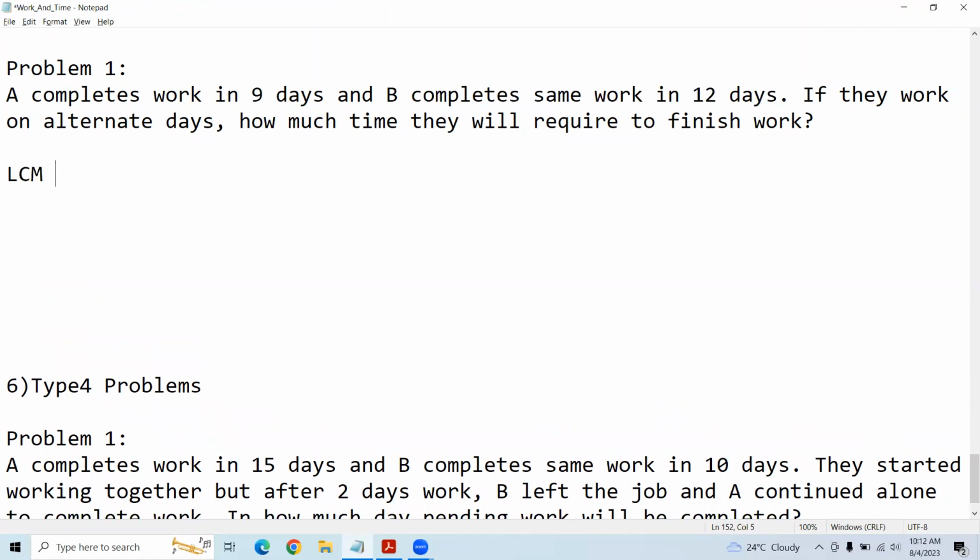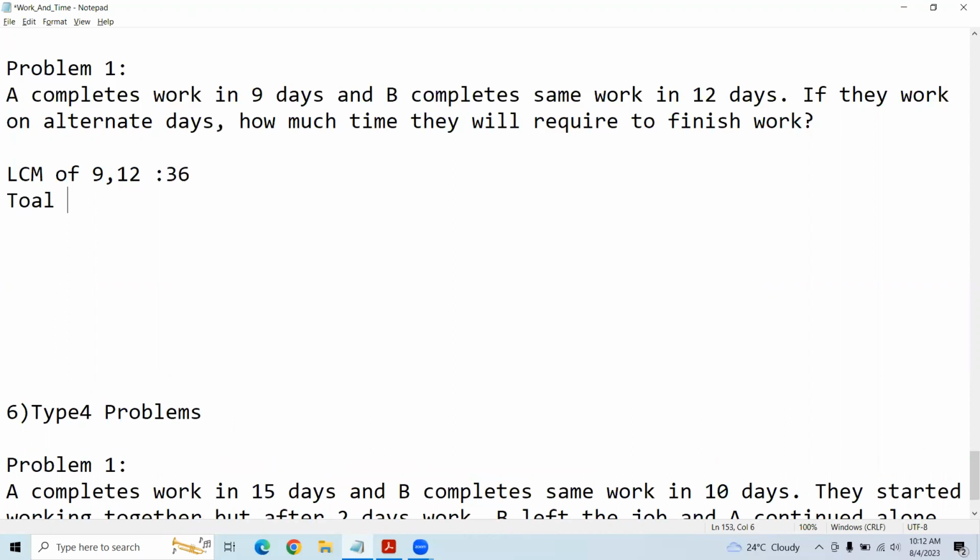So first step is common, LCM of 9 and 12. So what is the bigger number? 12. 12 ones are 12. Is it divisible by 9? No. 12 twos are 24. Is it divisible by 9? No. 12 threes are 36. Is it divisible by 9? Yes. So our LCM is 36.